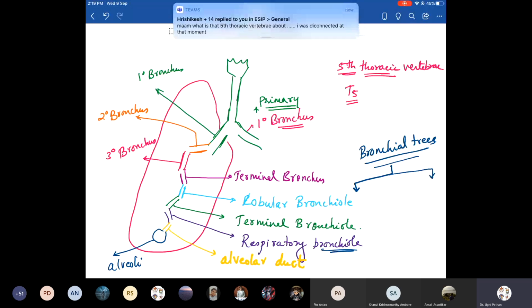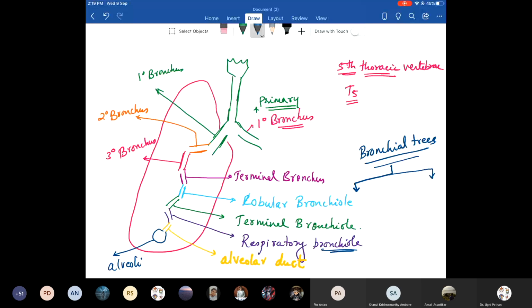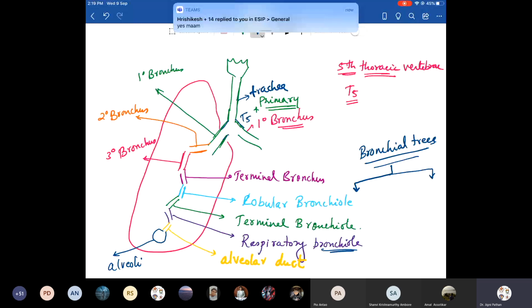And what is the fifth thoracic vertebra? I was disconnected. You can see this is the trachea. Rishikesh, this is the trachea. Now this trachea will divide into two at thoracic vertebra number 5. Backside you have vertebrae, right? So at the T5 vertebra, this trachea will divide into two primary bronchus.